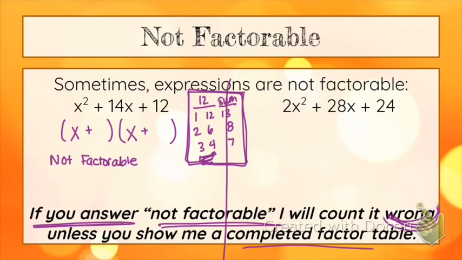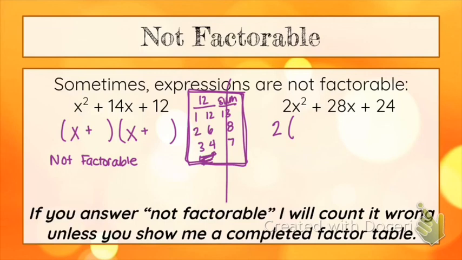Let's take a look at the one on the right side. It's a little bit different. So remember, we're always checking for a greatest common factor first, and these all have a 2 in common. I can take 2 out of all those evenly. So we're going to do 2, and that leaves us with x squared plus 14x plus 12, because we divided each of these by 2.